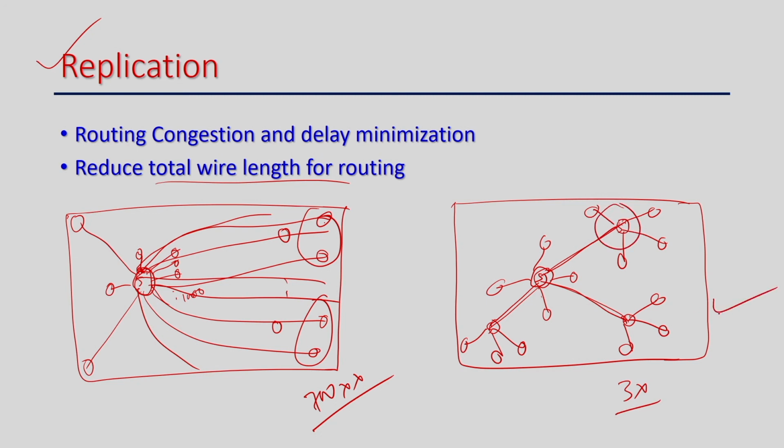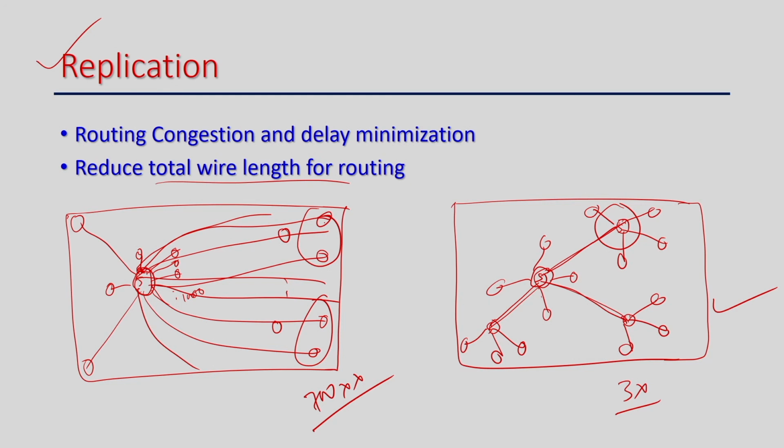So, this is a very simple optimization, the replication. I am going to replicate a high fan out node, and as a result it will help me to reduce the total wire length. It is very clear that I do not have many long wires, I have only very few long wires, and the other nodes will be nearby to that source. As a result, total wire length will be reduced.